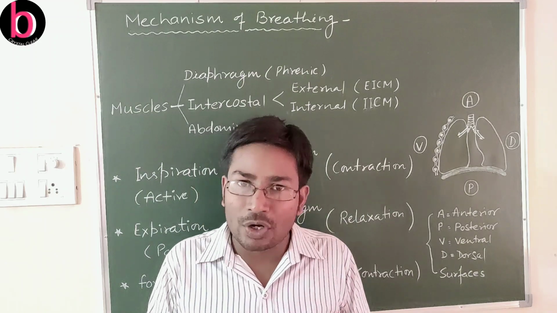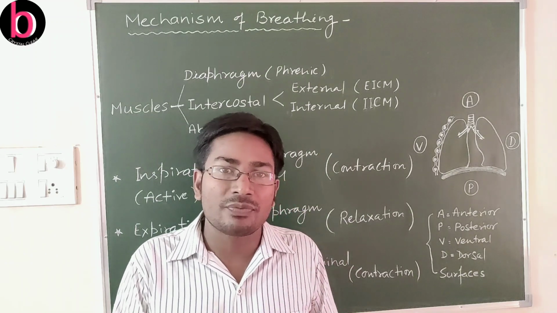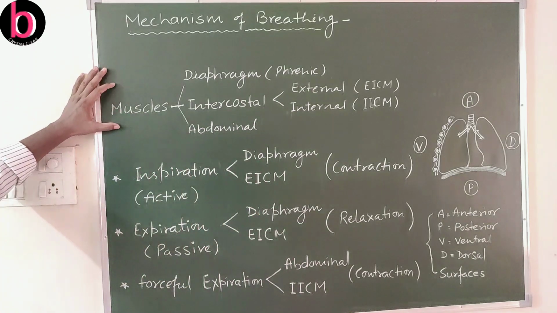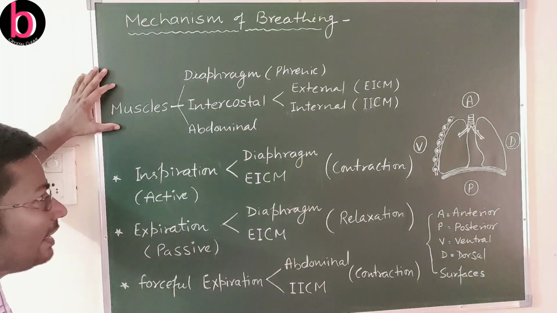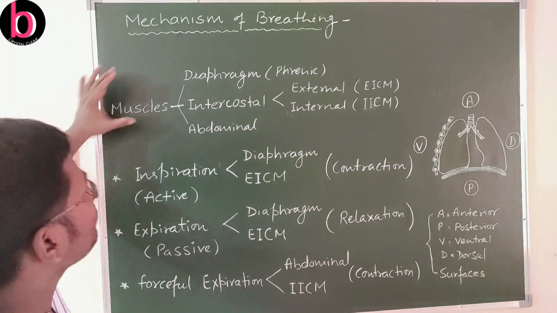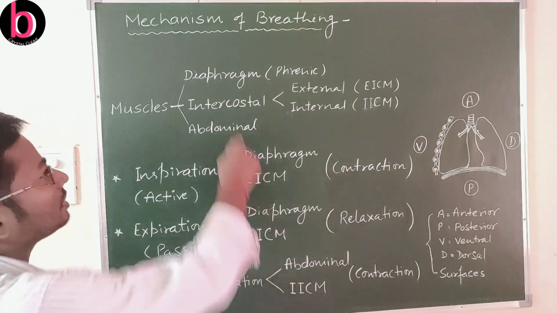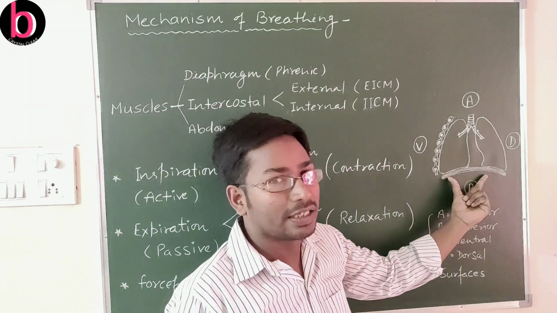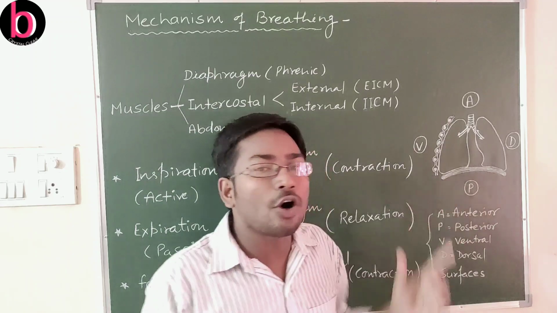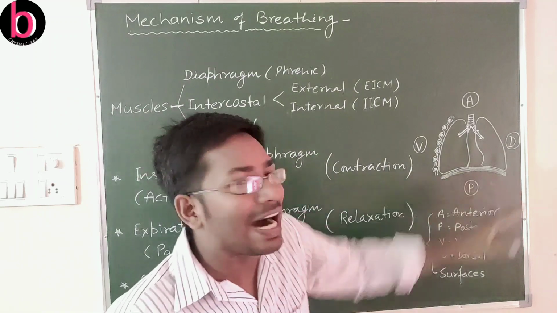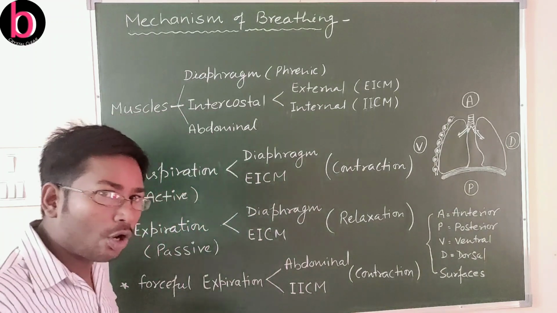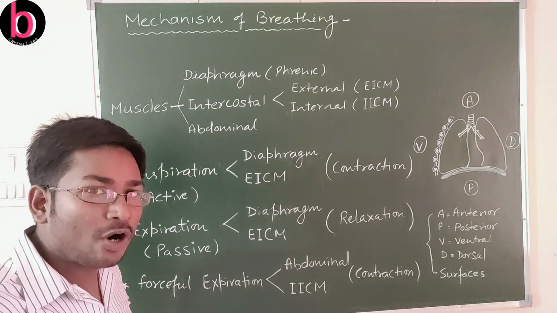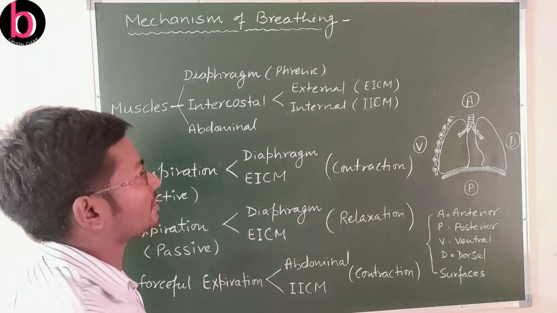So there are a number of muscles which are responsible for these kinds of changes. What are these muscles? These are muscles of breathing, or muscles for breathing. Here these are of three types. The first one is the diaphragm, that we earlier discussed, located on the downside or posterior side of the lungs, and this is arc shaped or dome shaped.